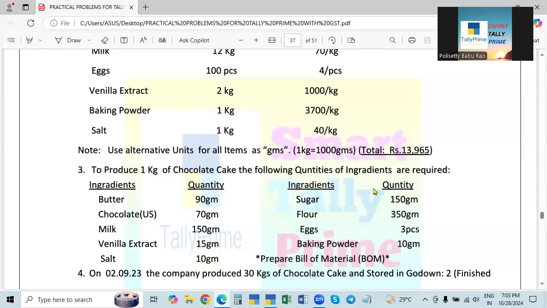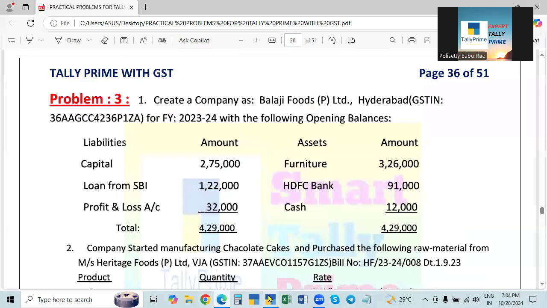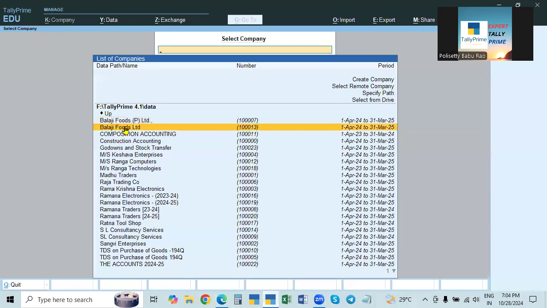When we are purchasing, we purchase in kgs, and when we make the bill of material, we have to do it differently. For each item, we have to take the alternate unit. Logically, it will be converted into the main unit, and in brackets you show the alternate unit also. So this is what we have to do. First of all, I created the company.